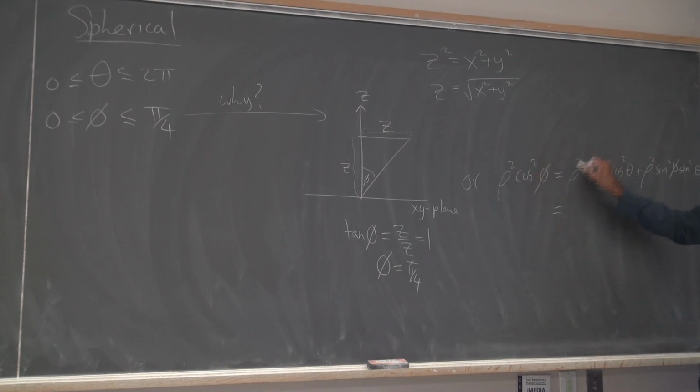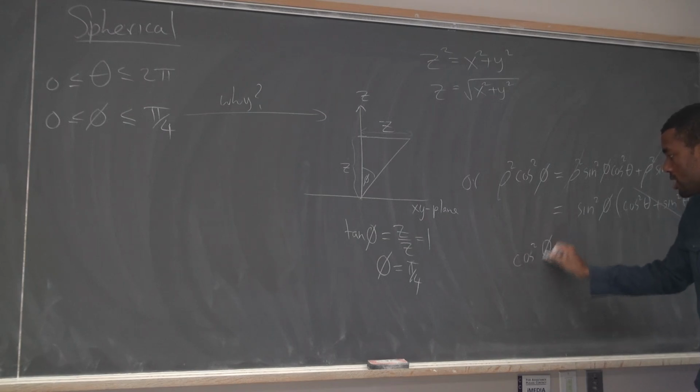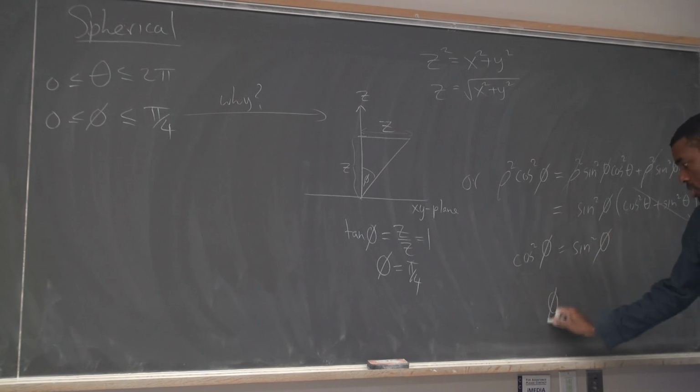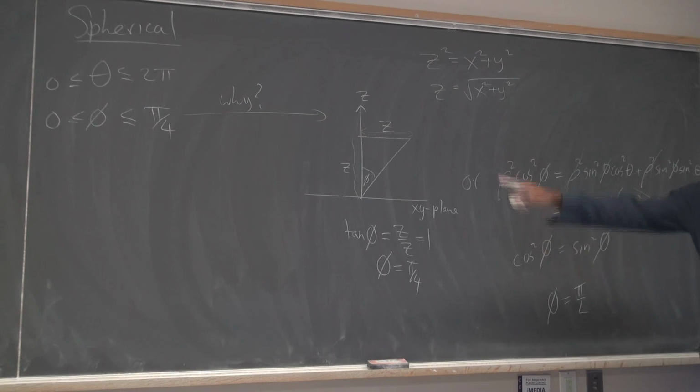Sure, I can cancel out all the rhos. I can factor out a sine squared phi. What would I be left with? Cosine squared theta plus sine squared theta. That's not r, that's 1. So basically I end up with cosine squared phi equals sine squared phi. Where is the cosine equal to the sine? I'm thinking of this as the first quadrant, and pi over 4 is where that will happen.